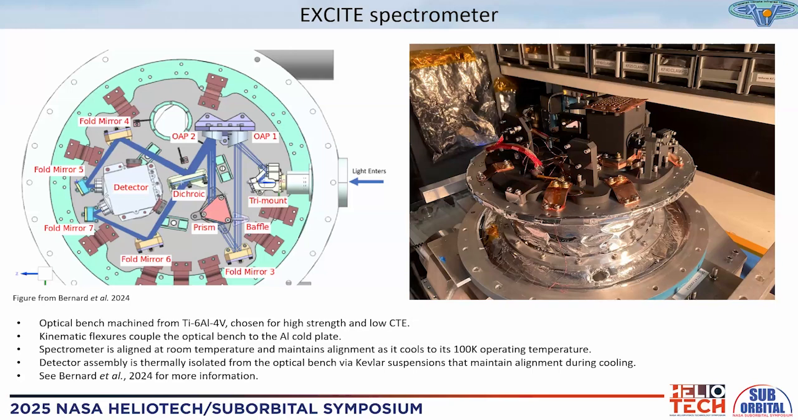And then there's the detector assembly, which you can see in the picture, has that tall box with a trap on top of it. That's thermally isolated, but rigidly mechanically mounted to the optical bench through some Kevlar suspensions. So that, again, will maintain its alignment as the thing cools.